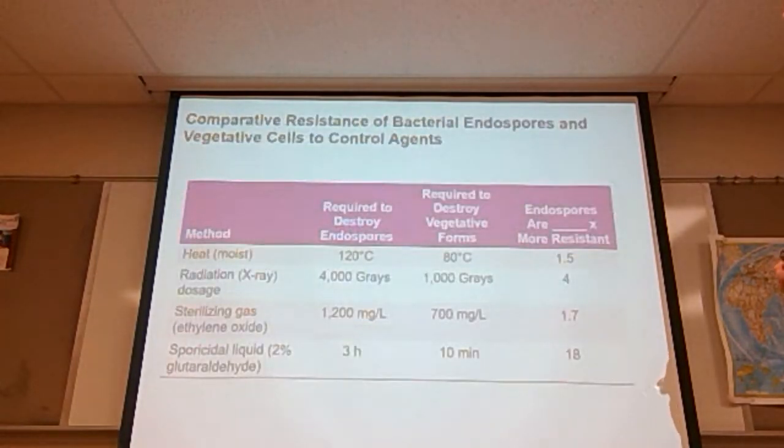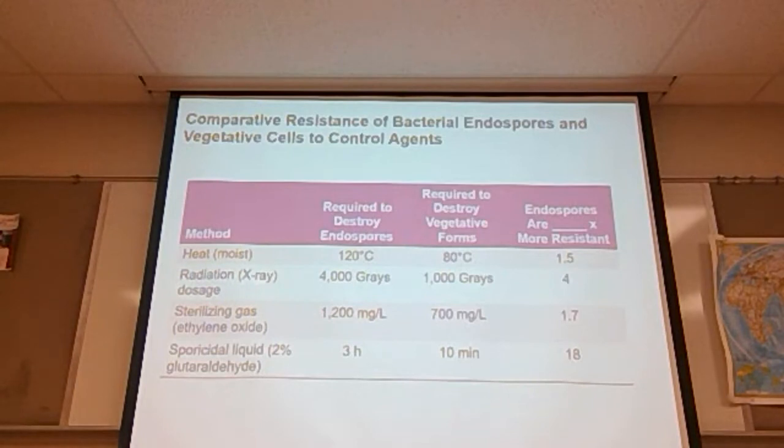Resistance of bacterial endospores and vegetative cells to certain controlling agents. Heat. Heat is our best agent when it is applicable and can be used. 120 degrees Celsius is required to destroy the endospores, and 80 degrees to destroy the vegetative forms. So you see you have a significant heat difference to get rid of the endospores. Endospores are 1.5 times more resistant than the vegetative form.